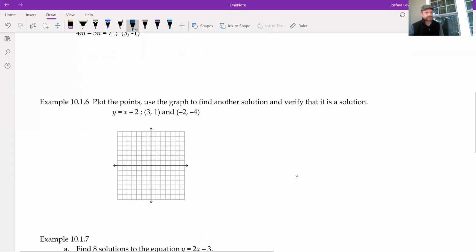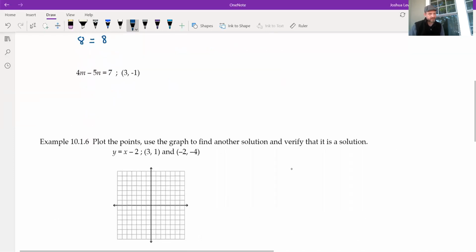How about this one? 4m minus 5n equals 7, and the point is (3, -1). Now, how do you know which one's m and which one's n? Well, just think about the alphabet. M comes before n. So I'm plugging this in: 3 for m, so 4 times 3, minus 5 times, and n is negative 1. And I want to know, does this actually equal 7?